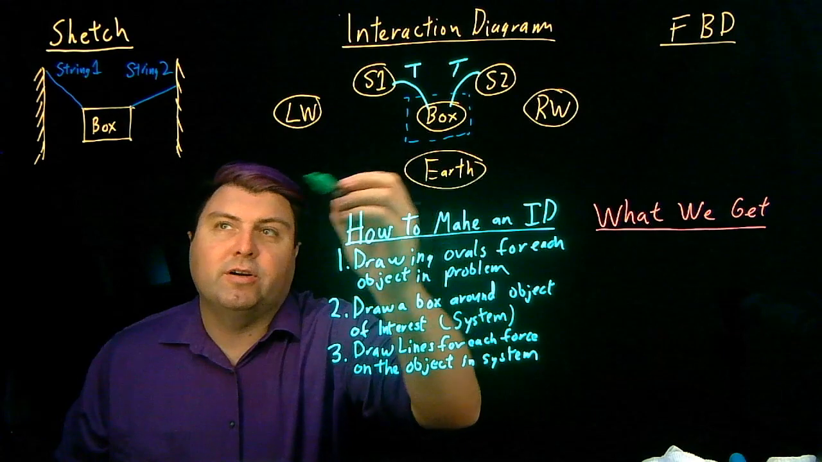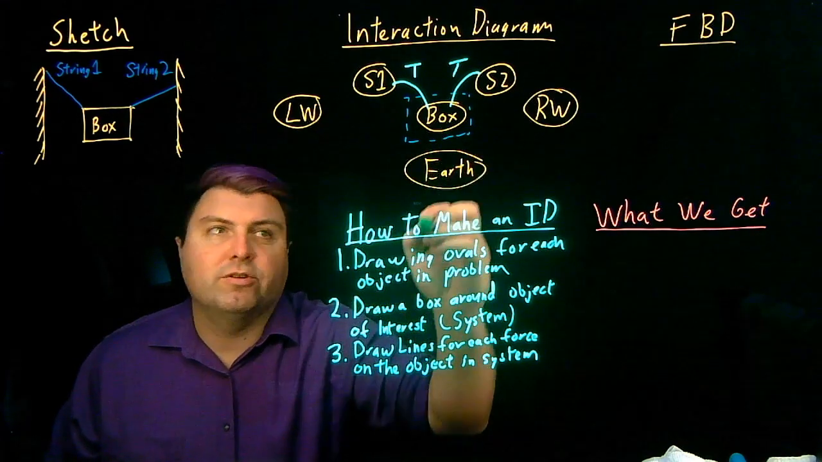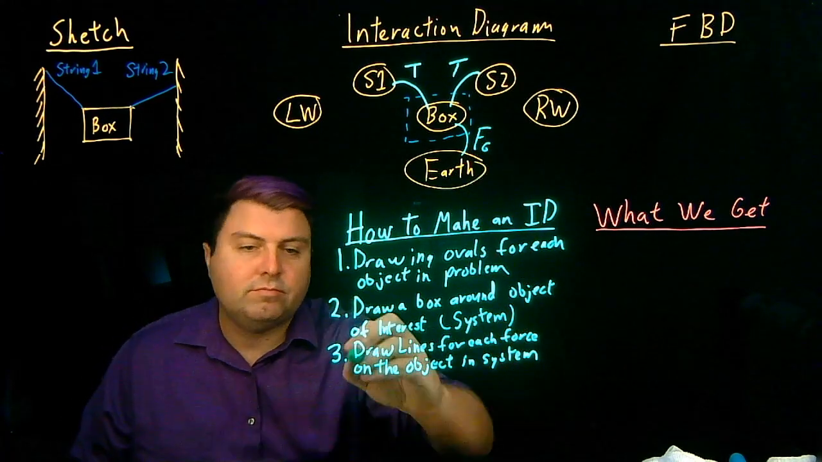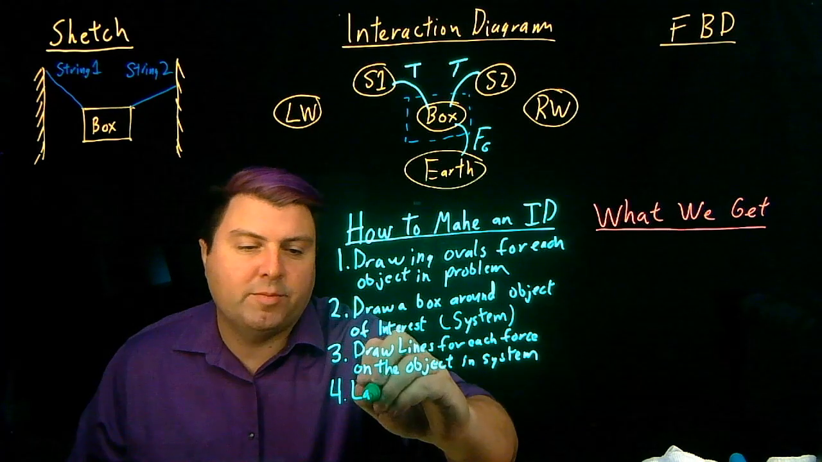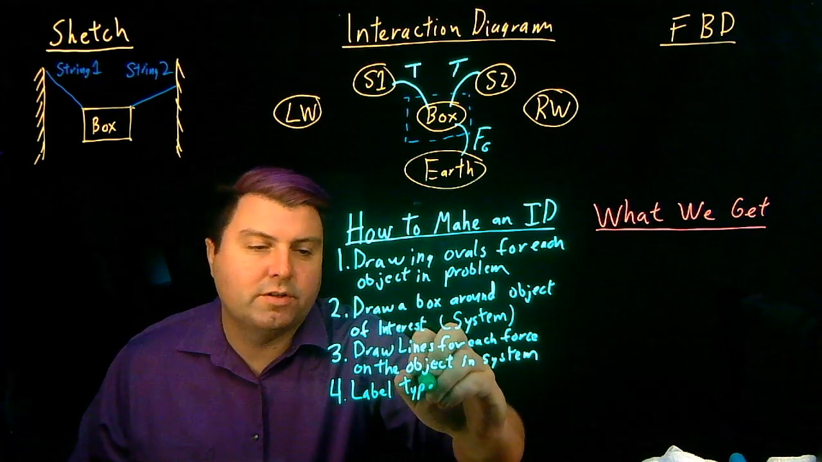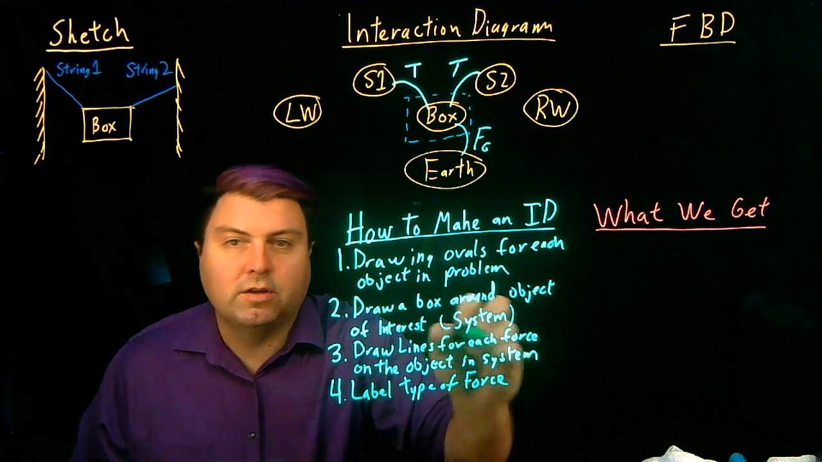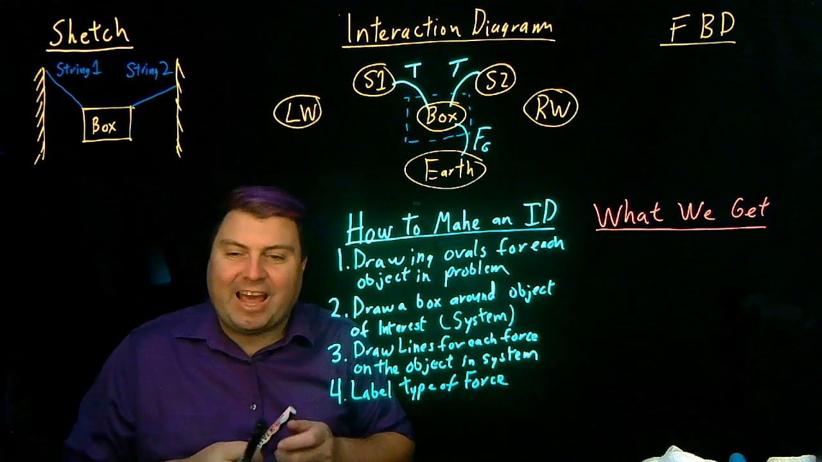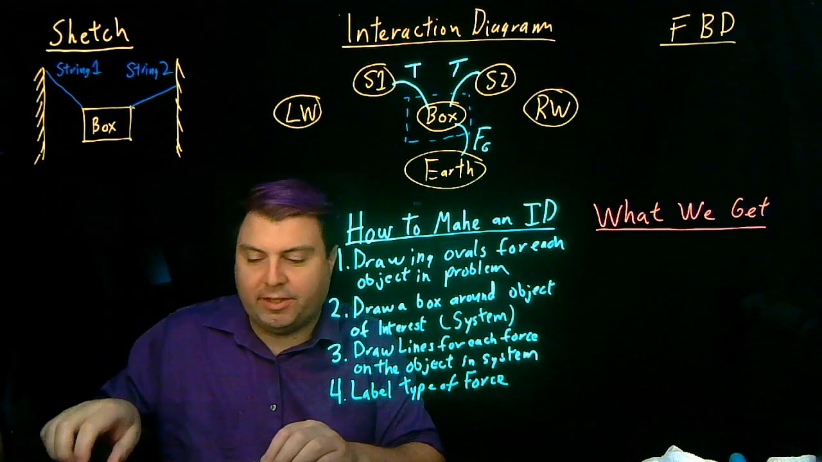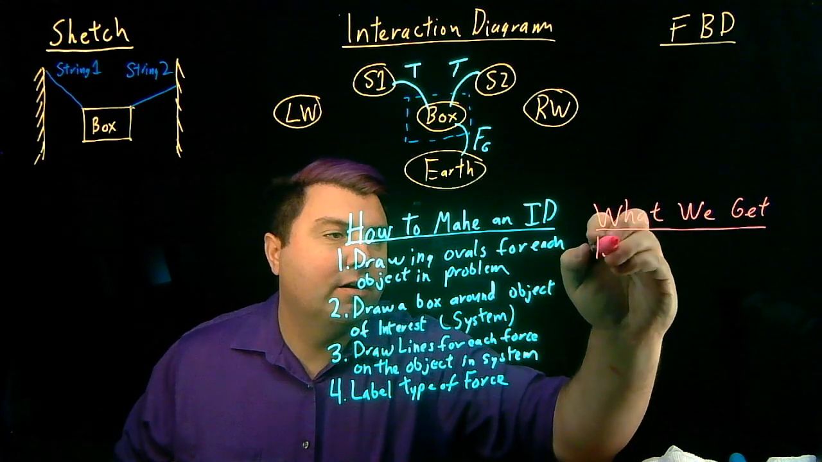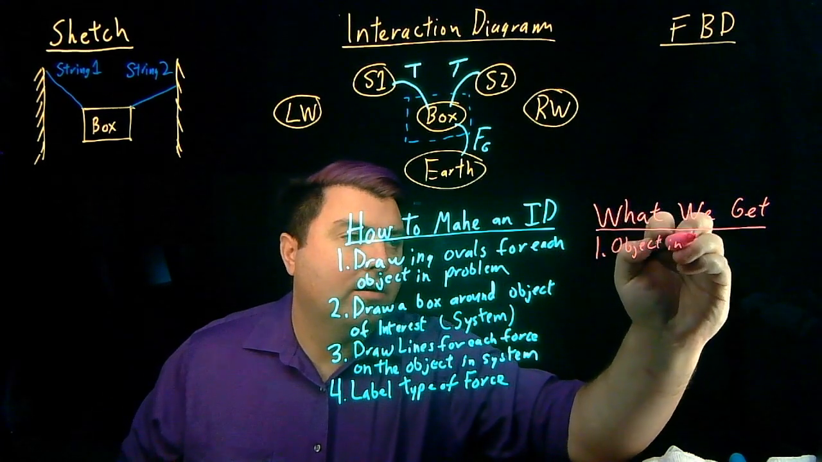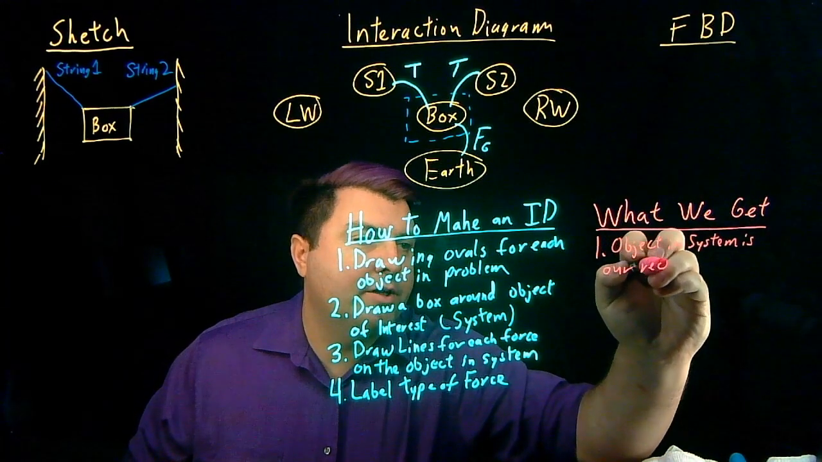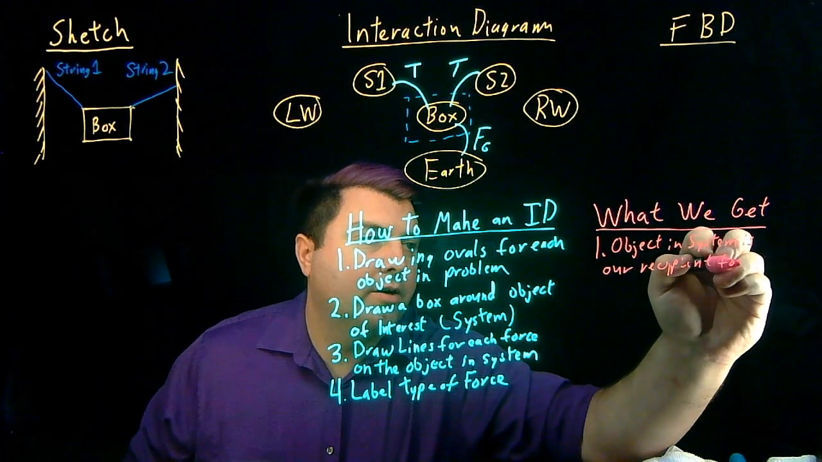And lastly, the thing that we're, of course, not showing is that the box is feeling a force from Earth, so we want to label that as force of gravity. As we were doing this, we want to label the type of force like we just did. So what do we get from this as we do all of this? Well, what we get from this is that our object in the system is our recipient for the free body diagram.